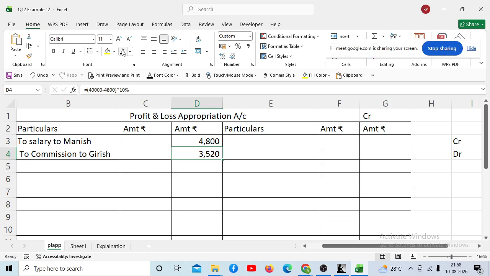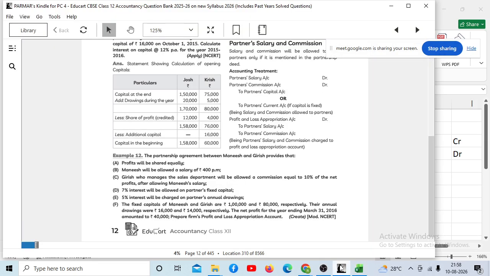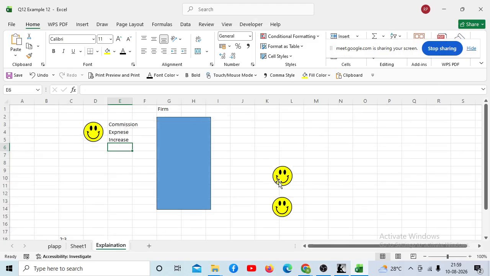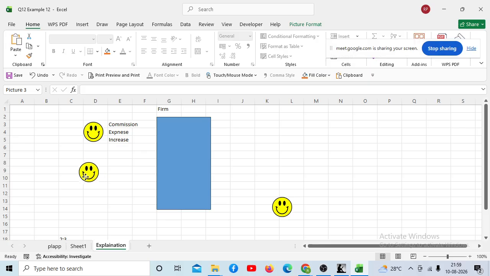No, sir. Now let us see further what is given. 7% interest will be allowed on partners' fixed capital. Fixed capital means we are following the fixed capital method. Now the capital of Manish is 1 lakh. On 1 lakh we will be calculating 7%. But first of all, let us see where it will be shown. So let us go to the explanation part. This time interest on capital will be given to both the partners, so I am writing here interest on capital.